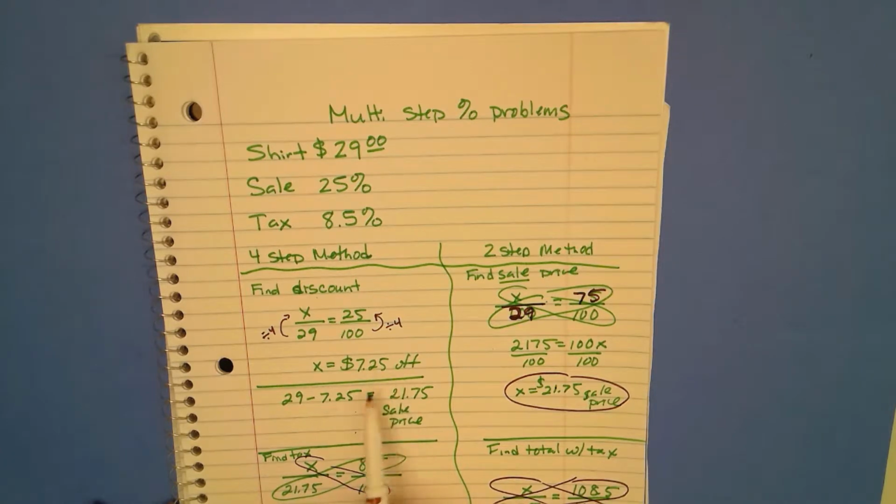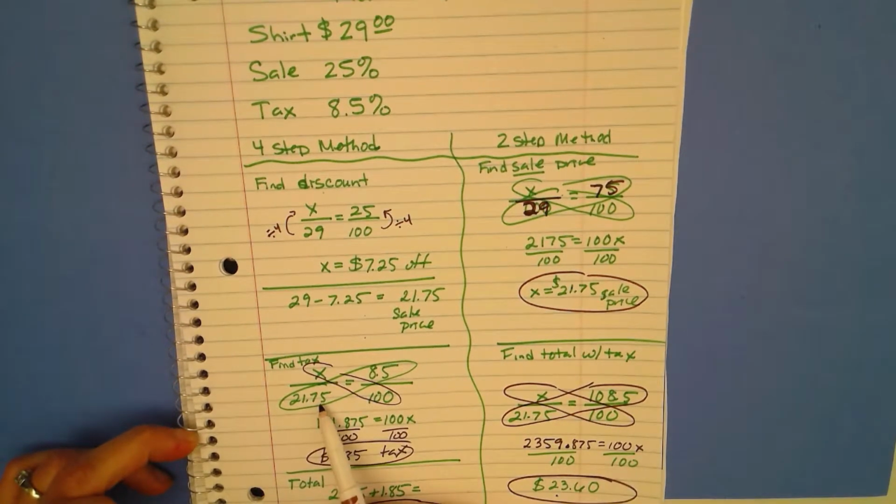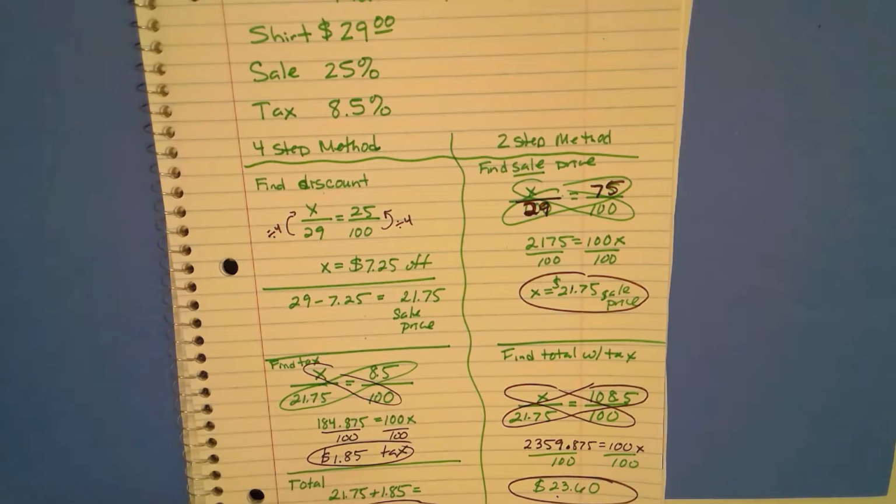This is the dollars off, so I need to subtract that from 29. I need to label that as the sale price, and that is what we get taxed on. So that number gets carried down to step 3, where you're actually finding the tax. You're only taxed on the price that you pay. That's good stuff.